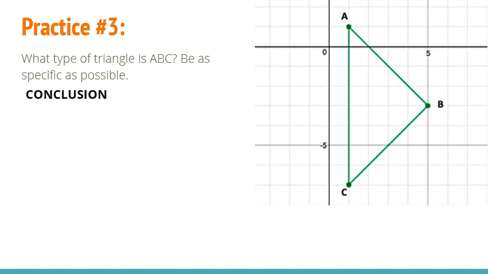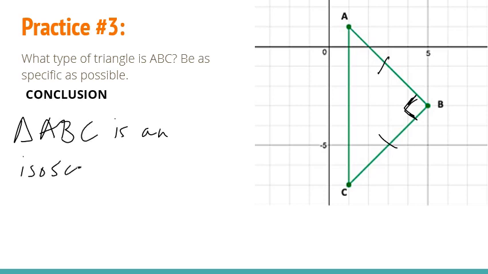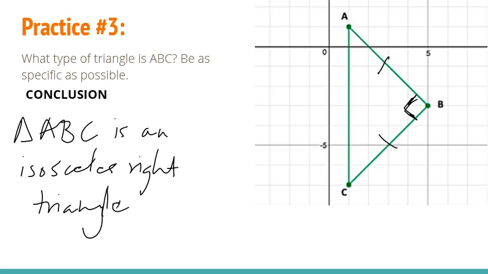So going back to the whole big idea, what's our conclusion? Well, we showed that these two lines were equal, and then we just showed that this is a 90-degree angle. So we can say for sure that triangle ABC is an isosceles right triangle. We have the evidence for both of those things using distances and slopes.